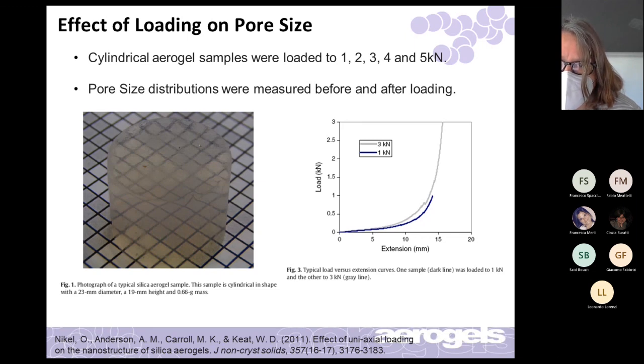So it's a cylinder. It's 23 millimeters in diameter, 19 millimeters high, and it weighed about 0.7 grams. And I think the density of these is about 0.1 grams per centimeter cubed. And so we loaded them to 1, 2, 3, 4, and 5 kilonewtons.